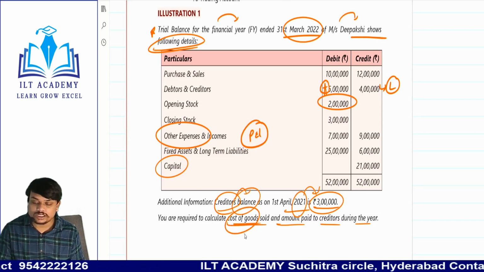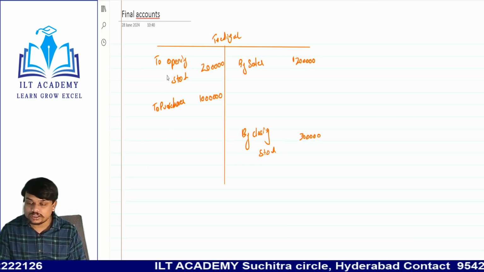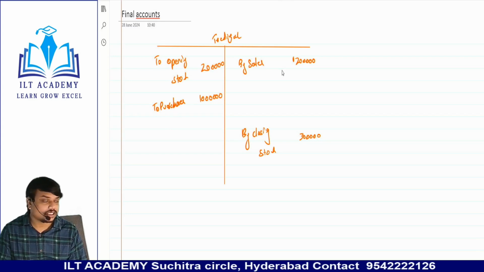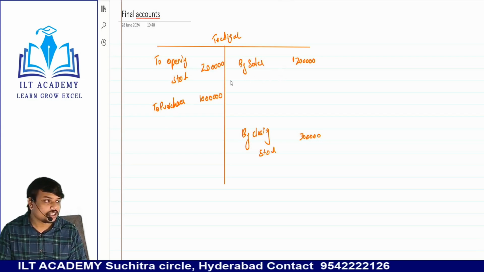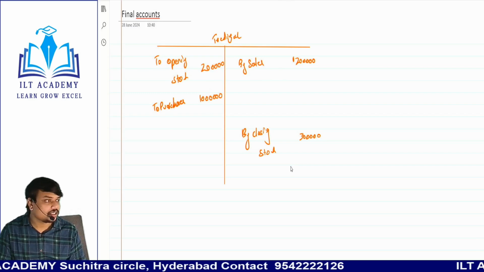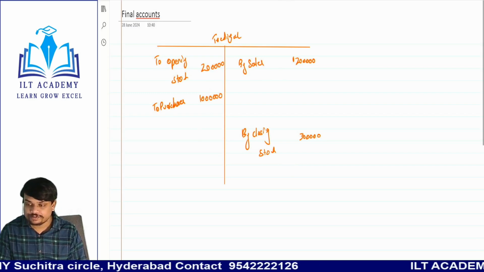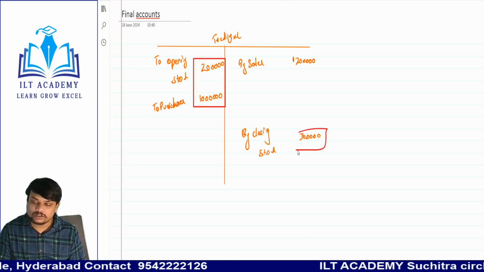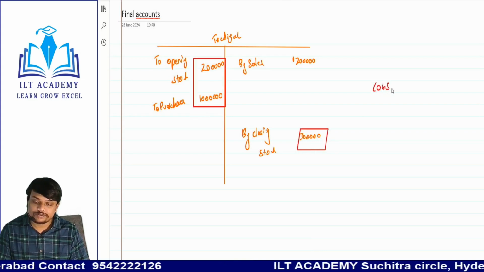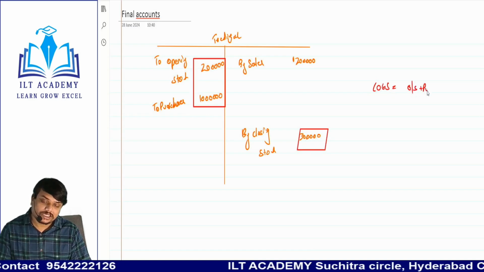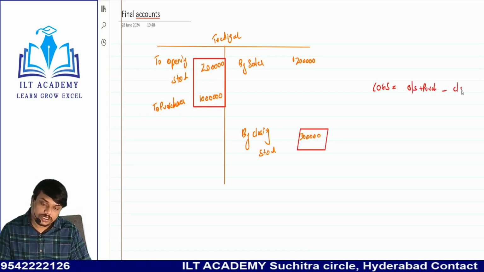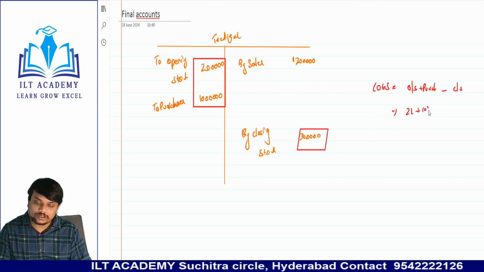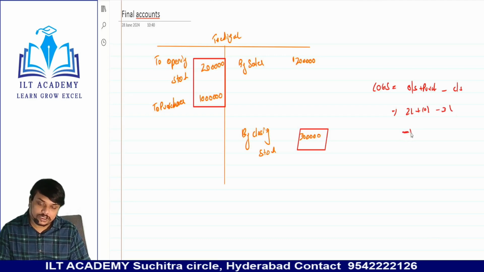First we need to find COGS. What is COGS? I told you two ways. One is opening stock, add purchases, minus closing stock. So from this, subtract that, and that should be your COGS. Opening stock, add purchases, minus closing stock. That is 2 lakhs plus 10 lakhs minus 3 lakhs, which is 9 lakhs.